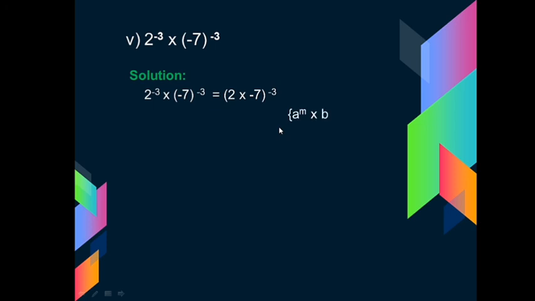So here we use the law a raised to the power m into b raised to the power m equals a into b whole raised to the power m. So 2 into minus 7 will become minus 14 whole raised to the power minus 3, and it is the negative exponent. To make it positive we will use the law a raised to the power minus m equals 1 upon a raised to the power m. So it will become 1 upon minus 14 raised to the power 3. This is how we have to simplify, and here we use the law a raised to the power minus m equals 1 upon a raised to the power m.